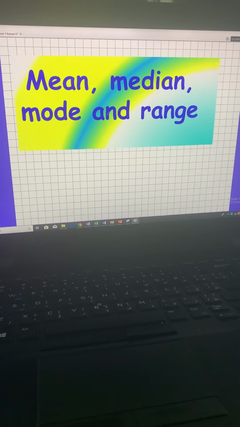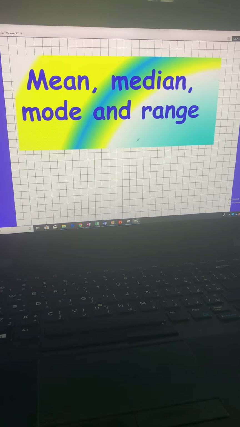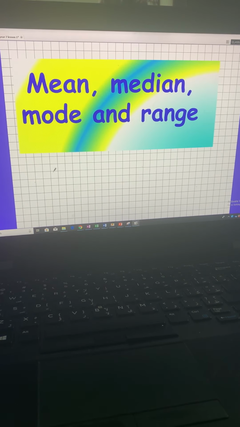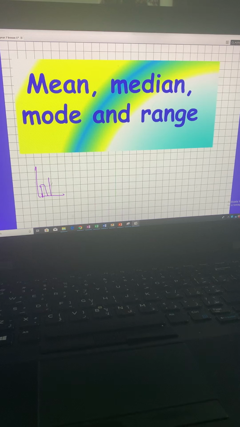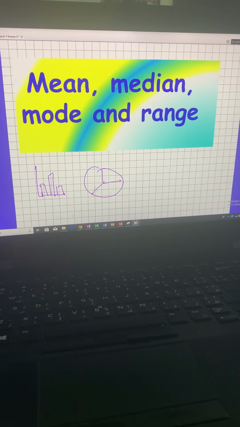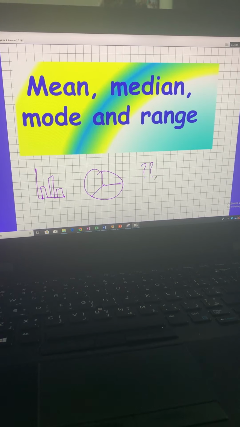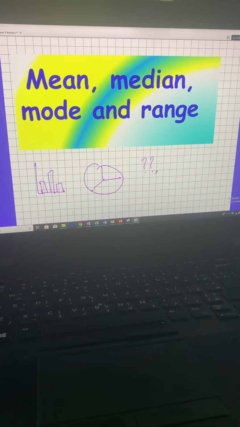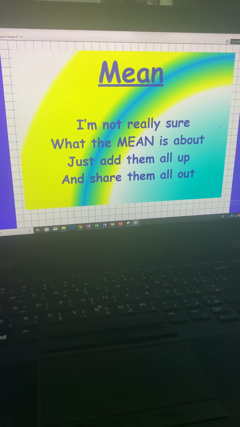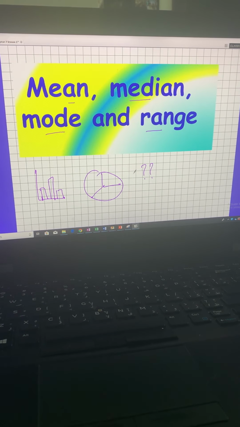So today we're going to learn about averages. Now we have a couple of different types of averages here: mean, median, mode, and we have range. Now, we know how to represent data graphically. So we know how to represent data, roughly speaking, on a bar chart or even a pie chart. And we can see that data. But what does that data really mean? To look at that further in a little bit more depth, we're going to be looking at mean, median, mode, and range.